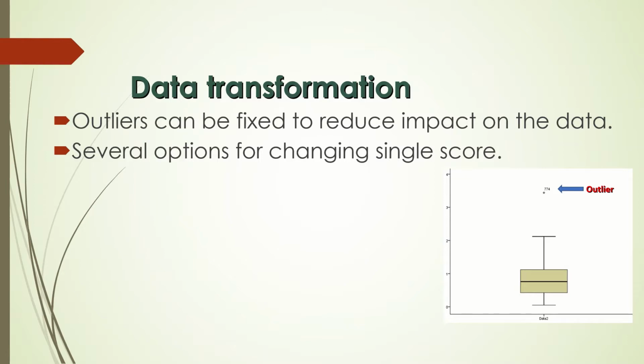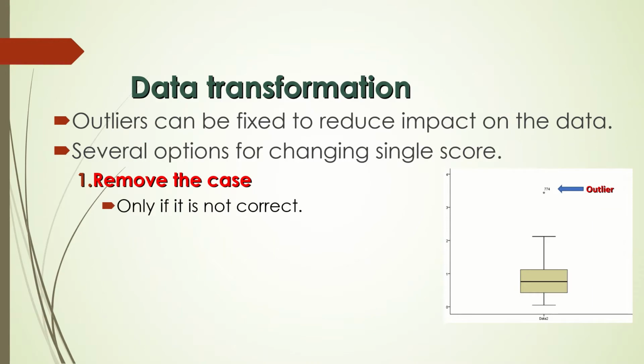and changing the single score. The first option is to remove the case itself or the score. You do that only if you are sure that this score or value or case is not correct or it has been mistyped in your data. Another option is, rather than removing the case, you can change the score. To change the score is to find the next highest score and add 1 to it.